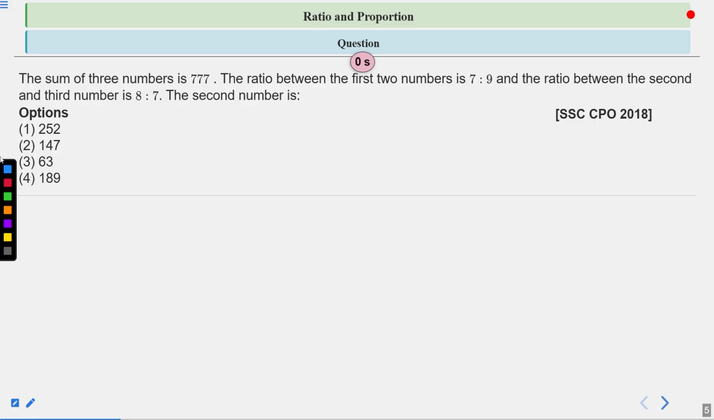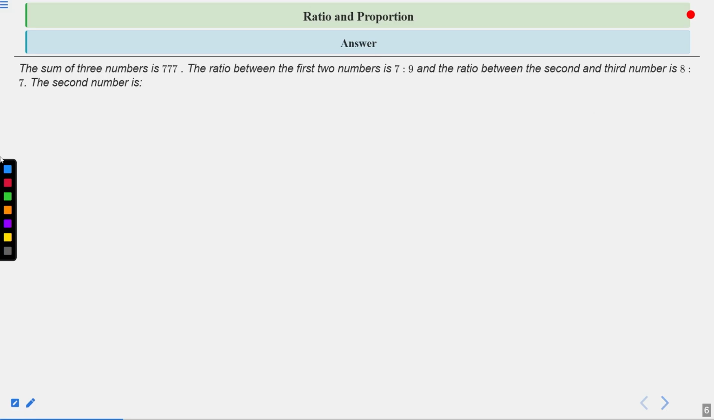Now time's up. Let's see the solution of this question. So the question says that the sum of three numbers is 777 and the ratio between the first two numbers is 7:9 and the ratio between the second and third number is 8:7. So we can make the ratio between the first, second and third numbers because we have the ratios. So we can calculate it, then compare with 777 and get the numbers. So the correct answer of this question is the fourth one, which is 189. So the second number is 189. Now see the detailed solution of this question.